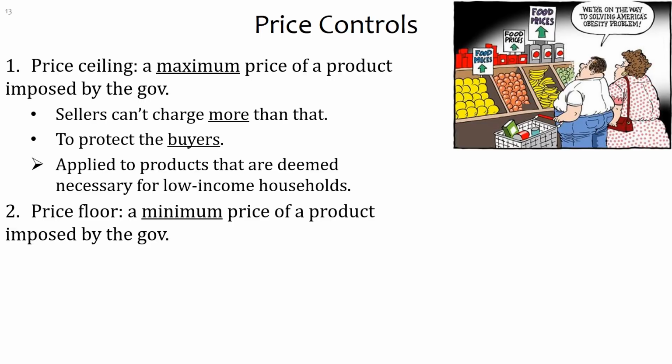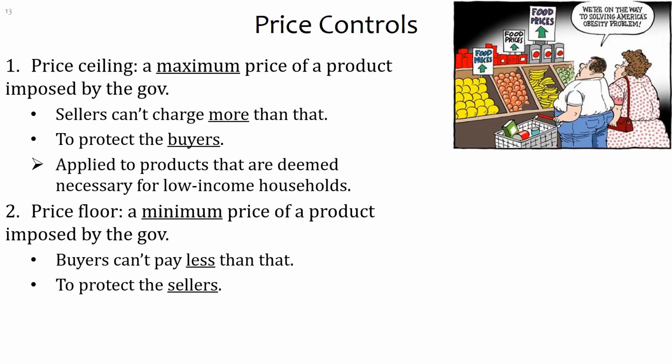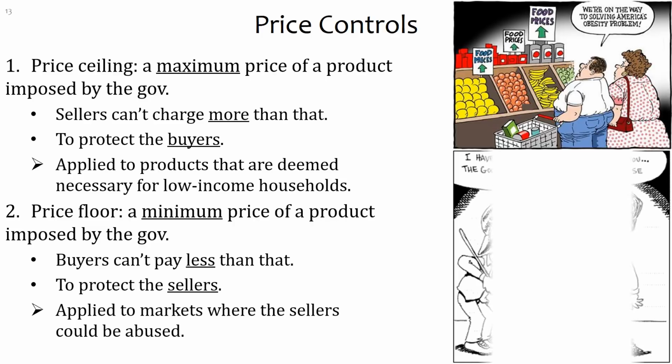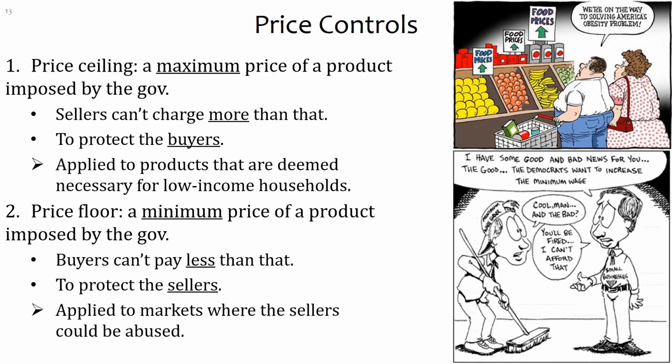A price floor is a minimum price of a product imposed by the government, which means that the buyers can't pay less than that. So the price can be higher than the price floor, but not less. And it's meant to protect the seller. If you think of the logic here, this is used when we're dealing with poor workers. It's applied to markets where the sellers could be abused. And the best example of that is the minimum wage.